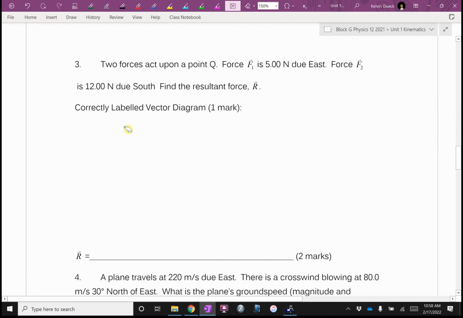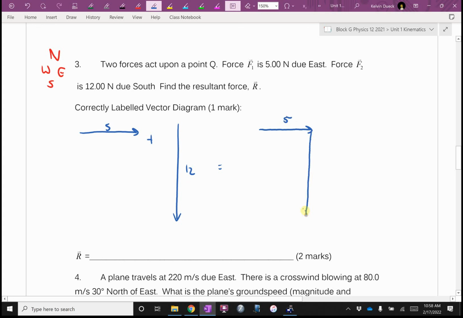Number 3, 2 forces act upon a point Q east. Okay, I better draw a compass rose. Force 1 is 5 due east. Force 2 is 12 due south. So for a properly labeled vector diagram, I would need to see an arrow labeled with a 5 pointing to the right. I would need to see an arrow labeled with a 12 pointing down. You could draw it this way, but I'm guessing most of you didn't. And then I would need to see the resultant.